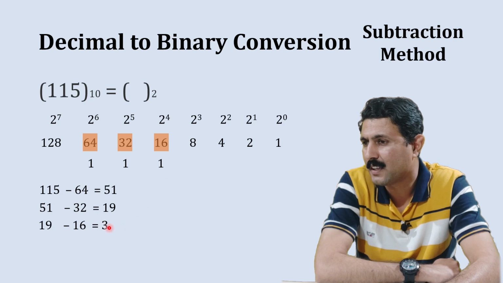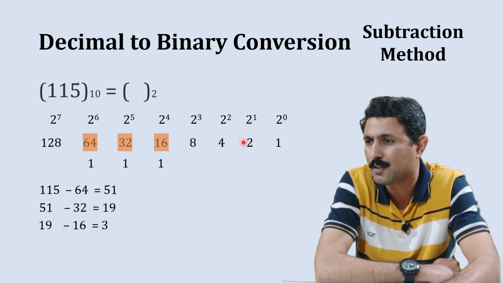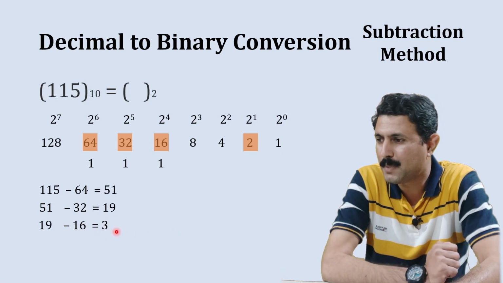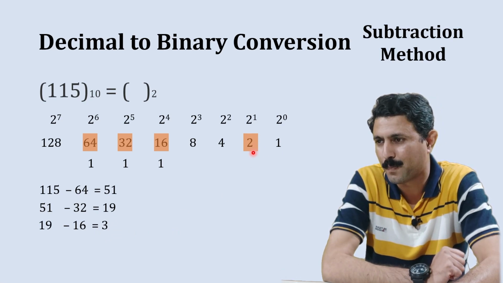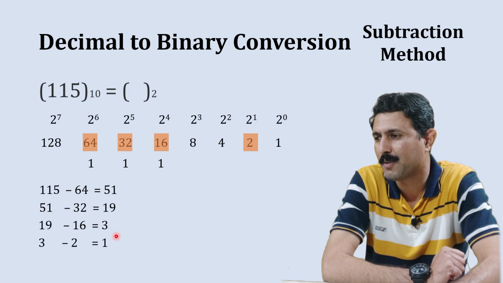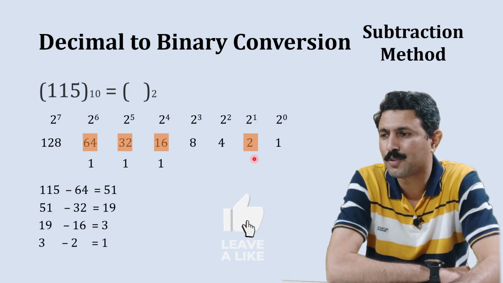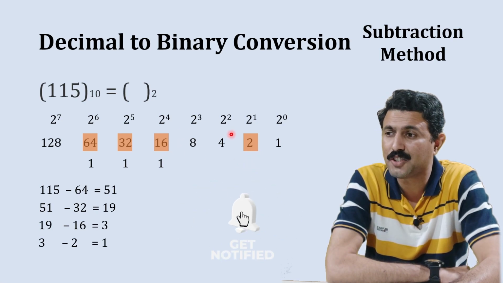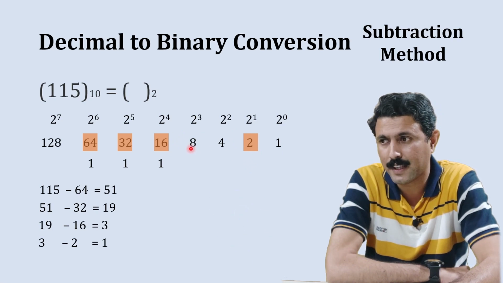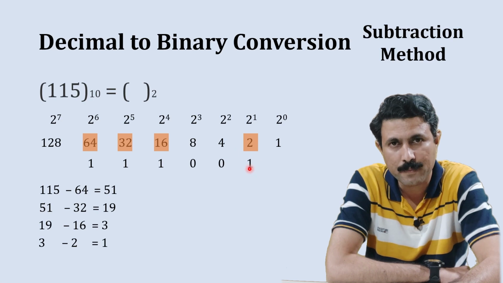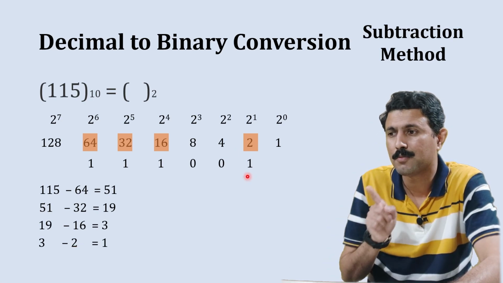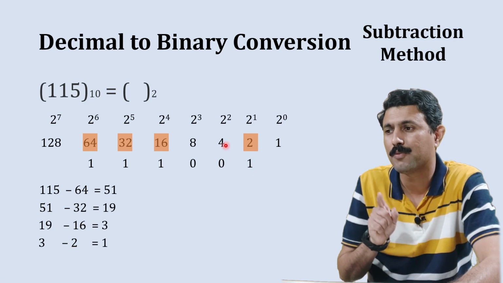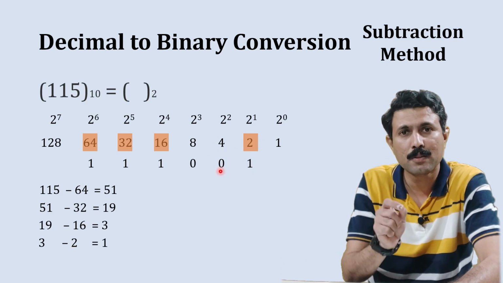Okay, so next is 3. The largest number below 3 is 2. So when we subtract 2 from the 3 we get 1. So here we are using 2, so we're supposed to write 1 below 2. But you can see here that after 16 we directly jumped to 2. We are not using 8, we are not using 4. So below 8 we should write 0, below 4 we should write 0 and below 2 we should write 1. Whatever number we are using here we should write 1 below it, and whatever number we are not using we should write 0 below it.